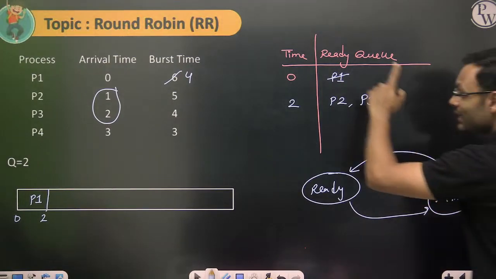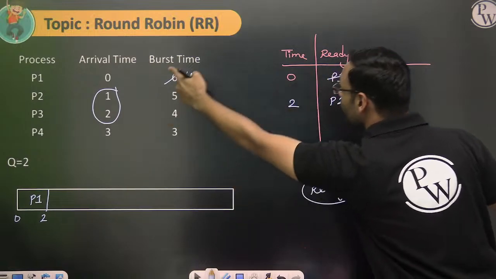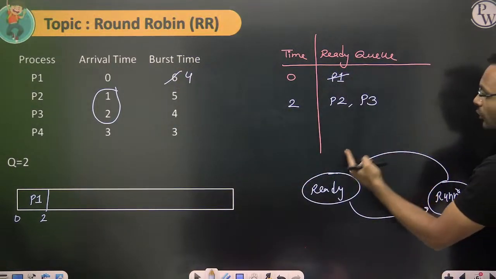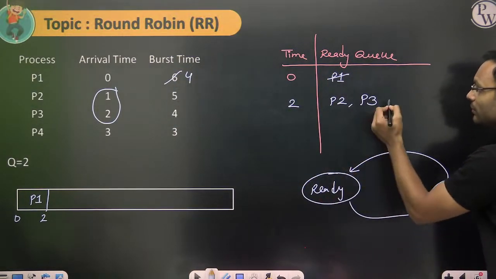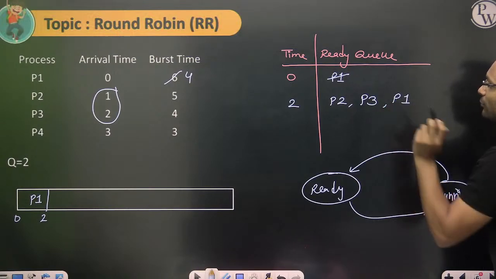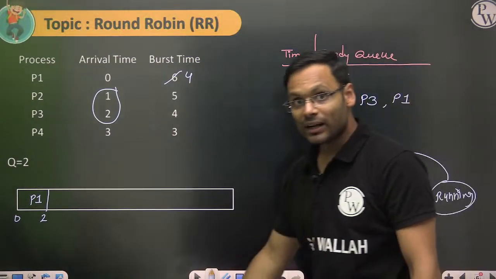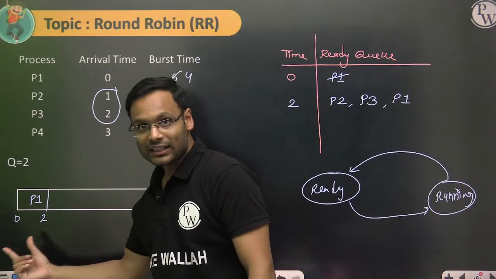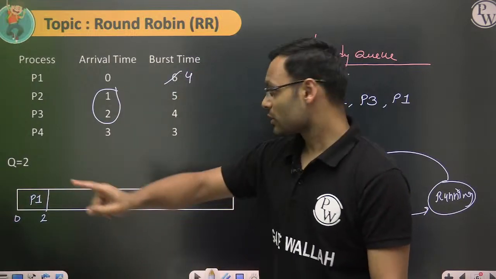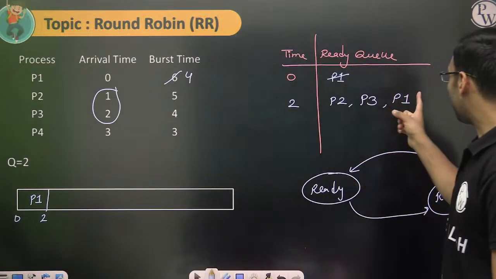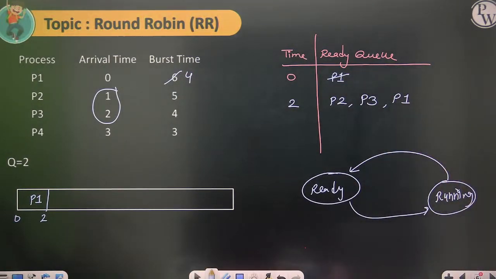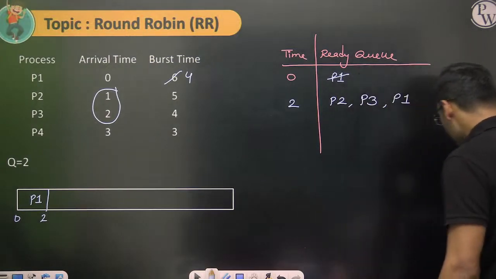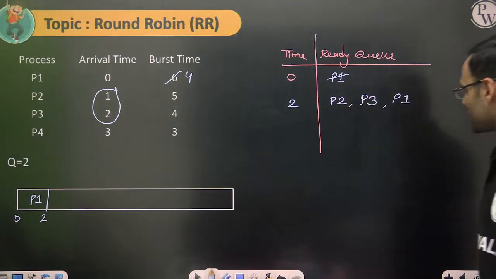Next, P1 is coming back from the CPU after completion of one burst, or quantum. So P1 we will add at the end of the queue. Always remember, whichever process you are running, if it is preempted because the time quantum is over, you add it at the end of the queue. This is what I wanted to explain. Can you please confirm quickly if you understood this?